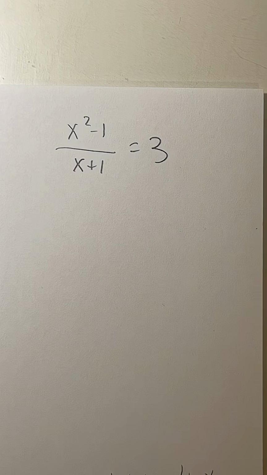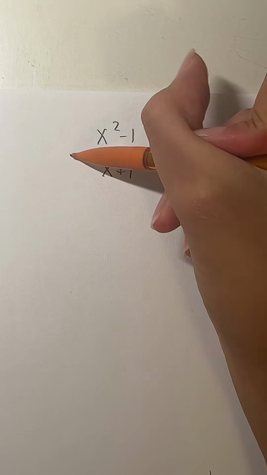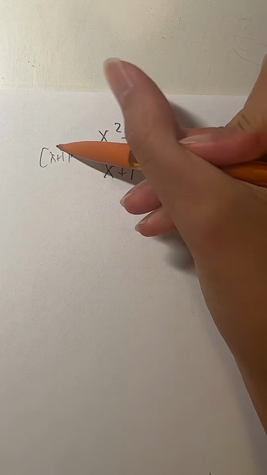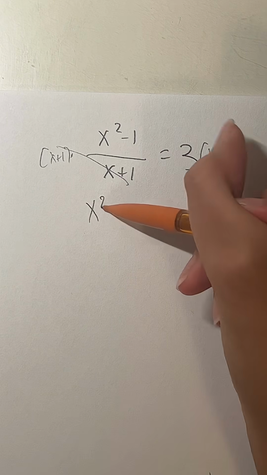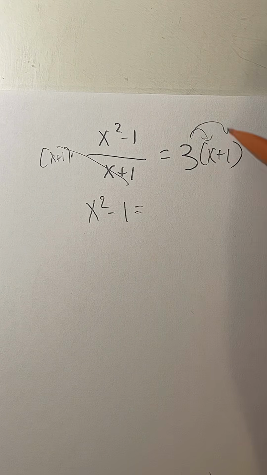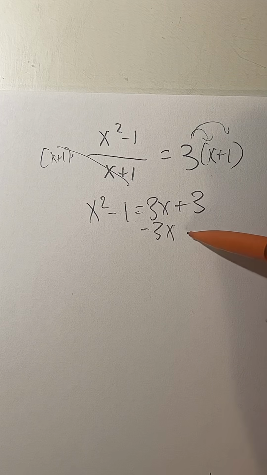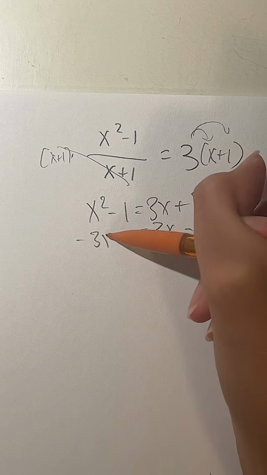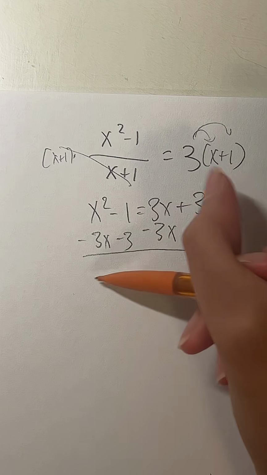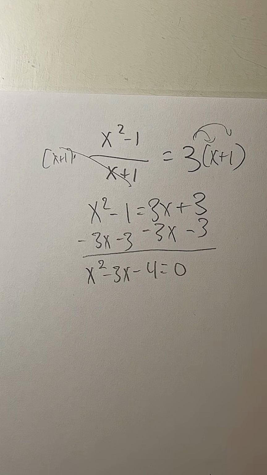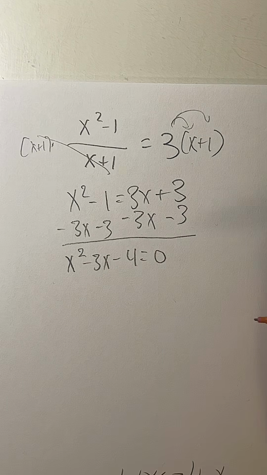And if you didn't know that, you would have had to do it the long way, which is multiplying both sides by x plus 1. That's going to eliminate the denominator, giving us x squared minus 1 is equal to, and we expand this, 3x plus 3. Then we move everything onto one side of the equation. So I'm going to subtract 3x and 3 on both sides, giving us x squared minus 3x minus 4 is equal to 0, creating a quadratic, and we just factor this out.